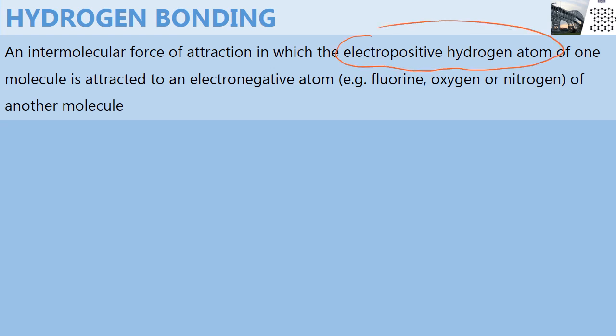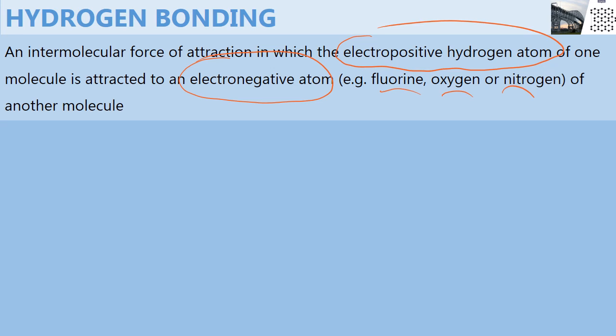hydrogen atom of one molecule is attracted to a very electronegative atom of another molecule. The electronegative atom is usually fluorine, oxygen, and nitrogen.